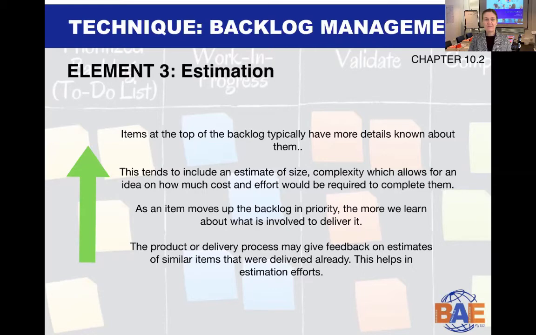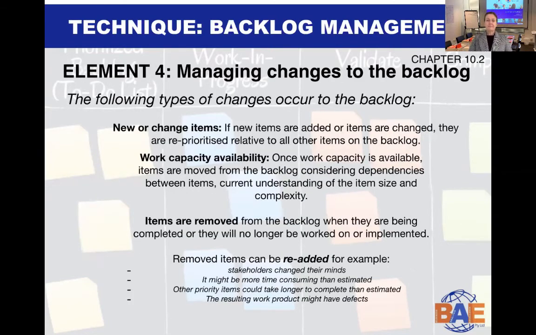So I hope the estimation makes some logical sense here. Okay, and then the last element for you to consider when you apply this particular technique is that there are certain types of changes that can occur to the backlog. First of all, you've got new or changed items. So if new items are added or items are changed, they are reprioritized relative to all the other items on the backlog. Work capacity and availability.